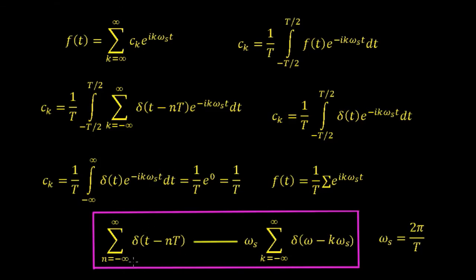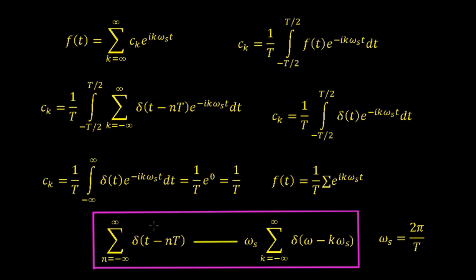This tells us that an impulse train in the time domain will give us an impulse train in the frequency domain. Now the thing to note here is that the period of the impulse train in the time domain is given by T, and the period of the impulse train in the frequency domain is given by omega s, and we can see that omega s is equal to 2 pi upon T. So if T is very large, then the value of omega s is small, or if T is very small, the value of omega s is very large.